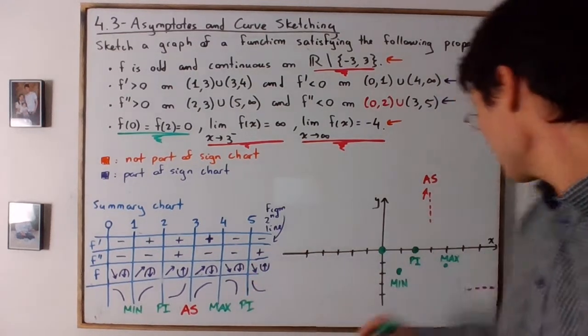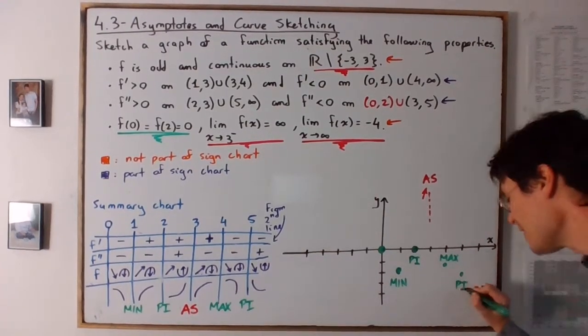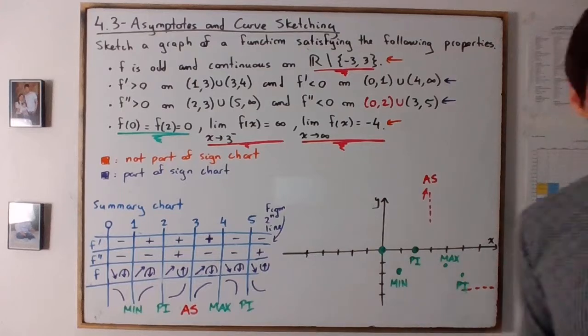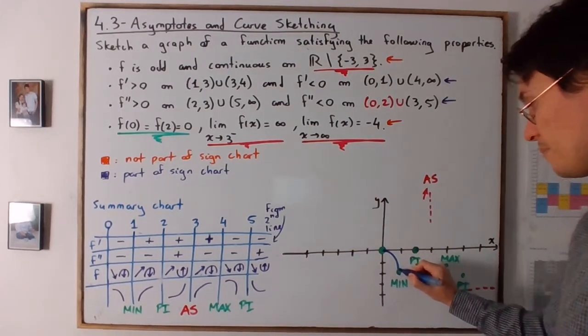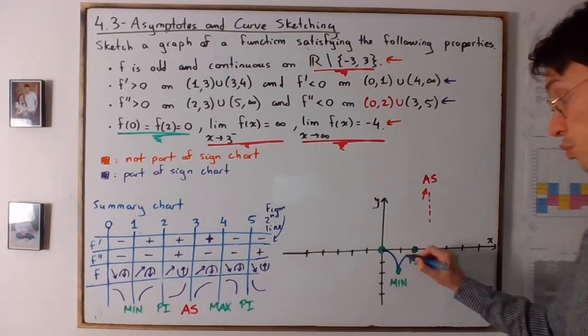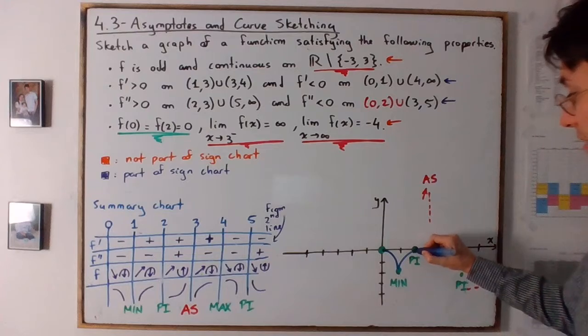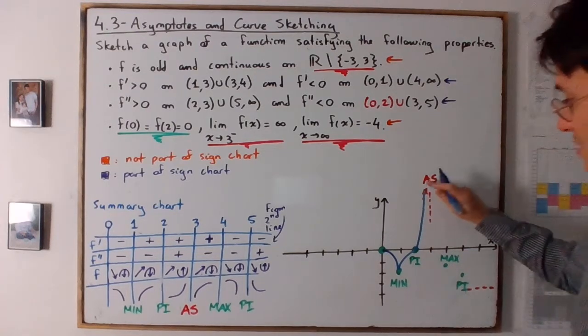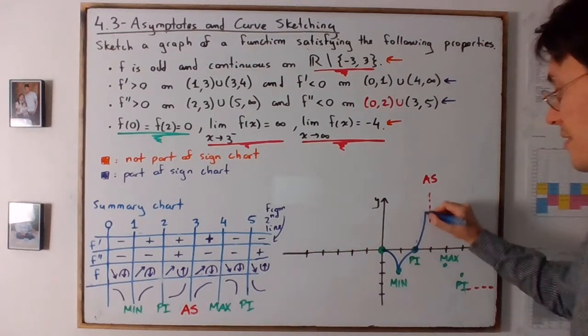And then we have a point of inflection at 5. So this will be a point of inflection. And then we just fill. So we go like this. Okay, so then point of inflection. There we go. Then we go increasing concave up, but then, oops, as you can see, we are hitting the asymptote. So we're going like this.